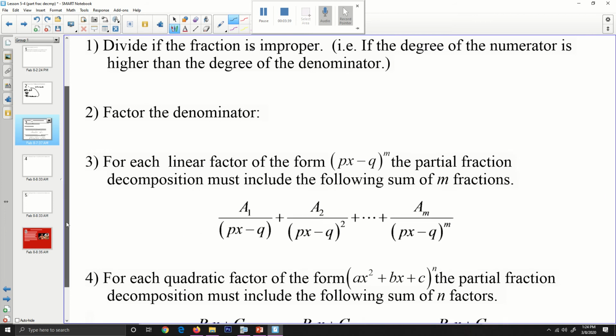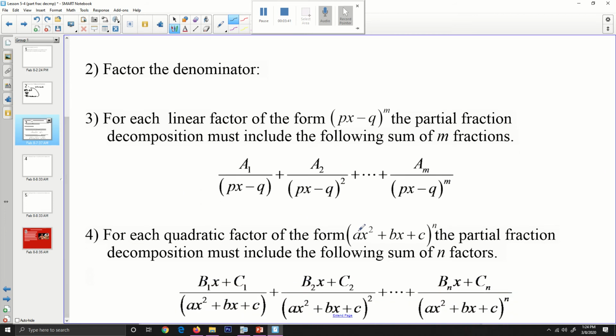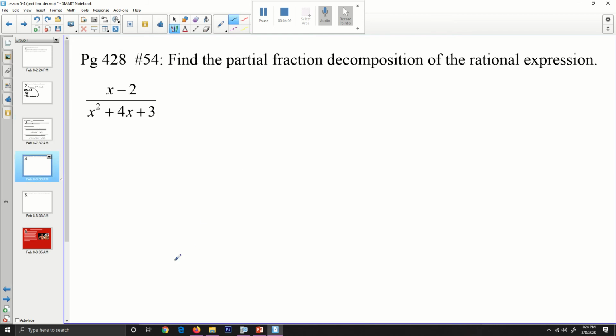And then for each quadratic factor of the form ax squared plus bx plus c to the n, the partial fraction decomposition must include the following sum of n fractions, must include all of those, if this thing can't be reduced any further over the real numbers. Okay, so what does that look like? Let's start with an easy one.